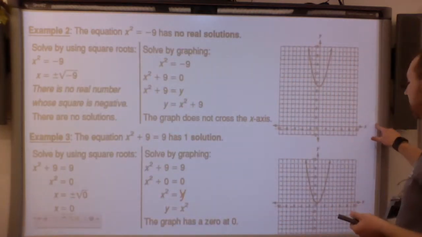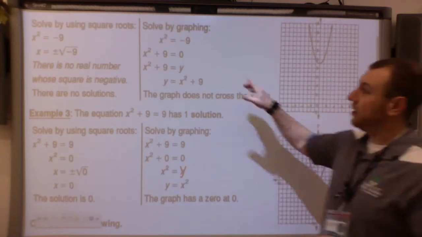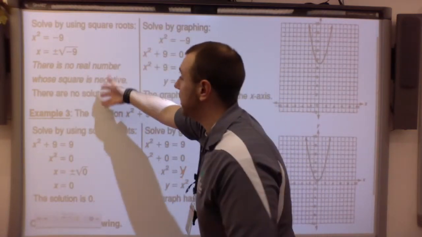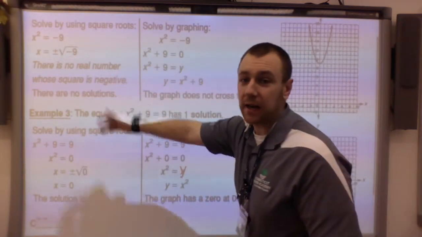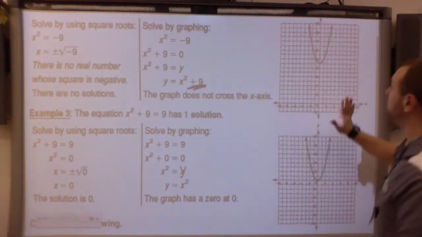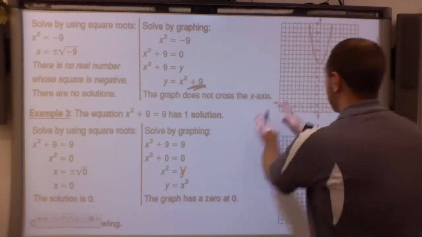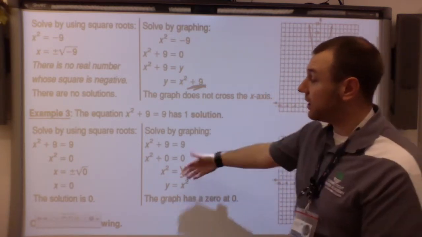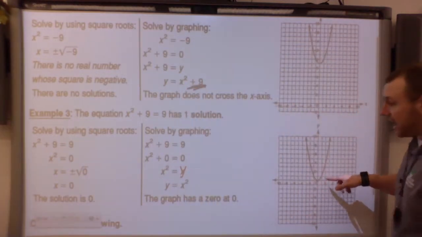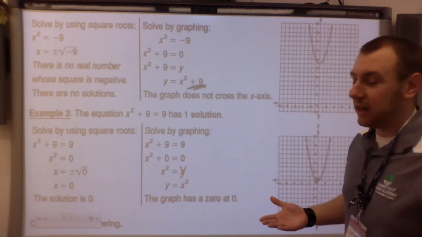And there's more examples of this where I have a square root of a negative. Well, there's no real number that's going to be a square root of a negative. Well, again, if I use my k, this plus 9 is moved up 9, which means it's not going to cross the x-axis. There's no roots. While here, if I cancel out the 9, the square root of 0 means that k is not moved anywhere. It's right at the origin. It's not moving anywhere.